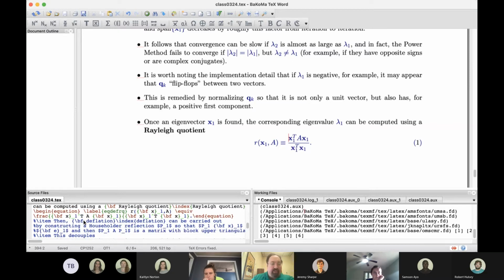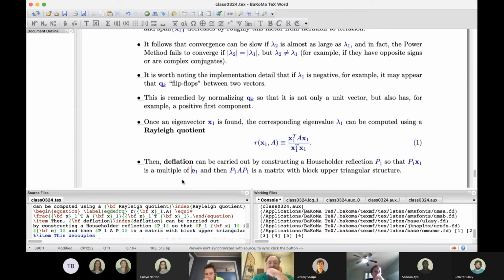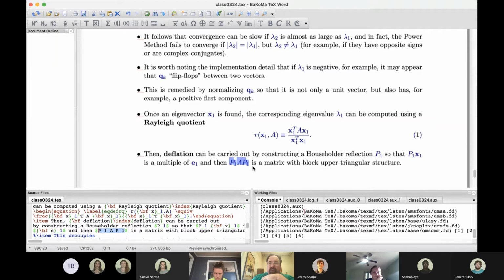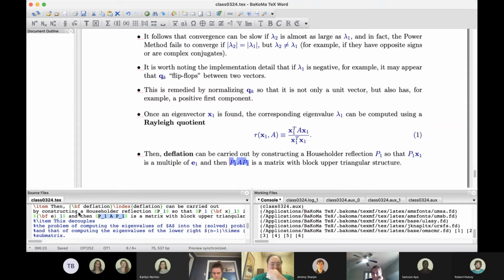So once you have the eigenvalue and eigenvector, then you can carry out deflation, like I mentioned before, by making a Householder reflection so that when you apply it to your eigenvector, you get e1. And then this matrix, as I described last time, will be block upper triangular. So then you can work on the lower right block of that to find the rest of the eigenvalues and eigenvectors.